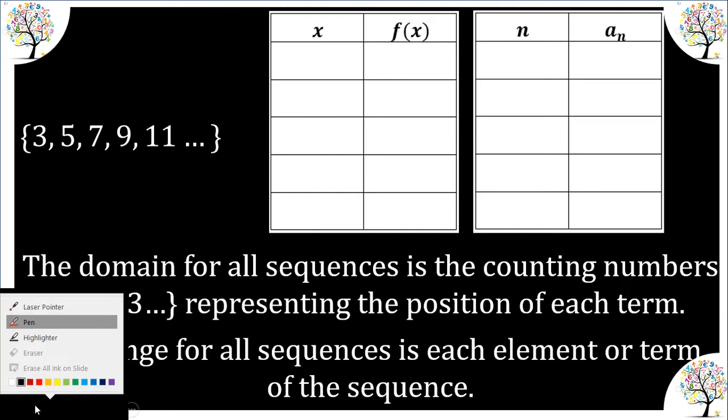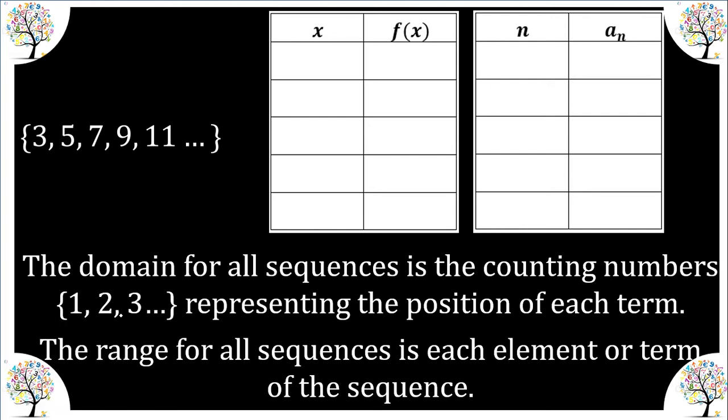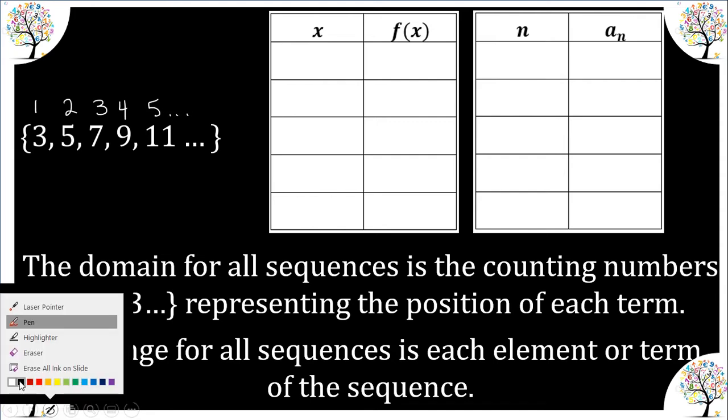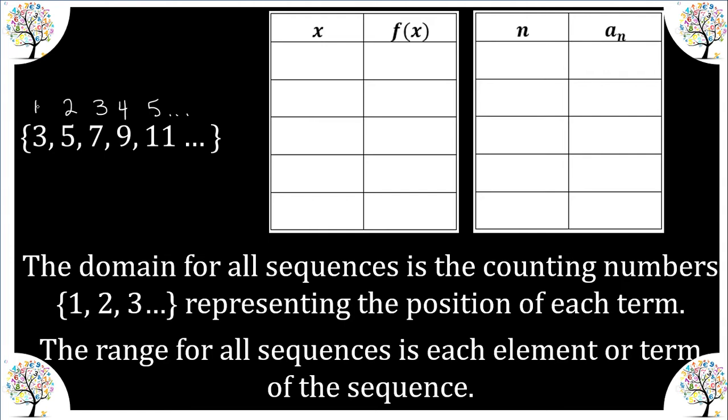First of all, let's talk about the domain. The domain of all sequences is going to be 1, 2, 3 because they represent the position of each term. So here's our sequence. 3 is our first term, 5 is our second term, 7 is our third, 9 is the fourth term, 11 is the fifth term, and so on. If we were going to write this sequence as a function, our x's are 1, 2, 3, 4, 5. But remember, we're not using x for arithmetic sequence, we're using n. So n is 1, then 2, 3, 4, 5, and so on.